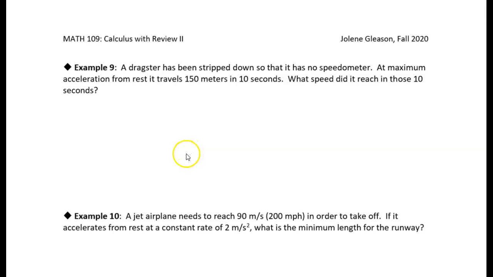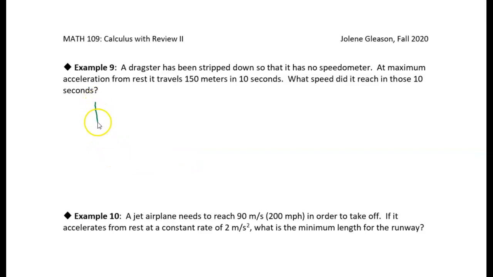In this example, we've got a dragster that's been stripped down so that it has no speedometer. And we're told that at maximum acceleration from rest, it travels 150 meters in 10 seconds. And we want to know what speed it reached after those 10 seconds.